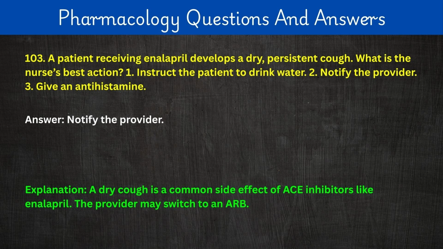103. A patient receiving enalapril develops a dry, persistent cough. What is the nurse's best action? 1. Instruct the patient to drink water. 2. Notify the provider. 3. Give an antihistamine. Answer: notify the provider. Explanation: a dry cough is a common side effect of ACE inhibitors like enalapril. The provider may switch to an ARB.